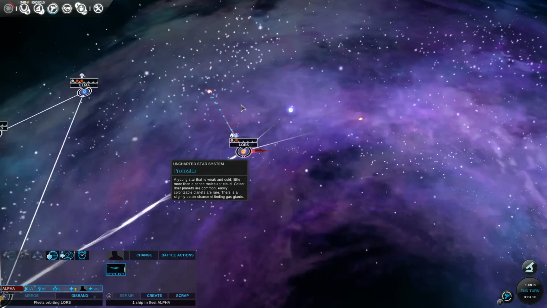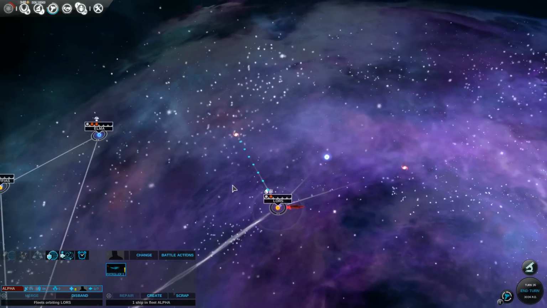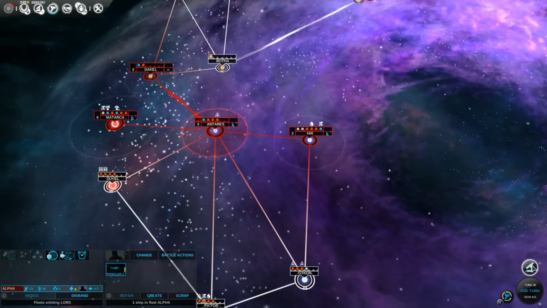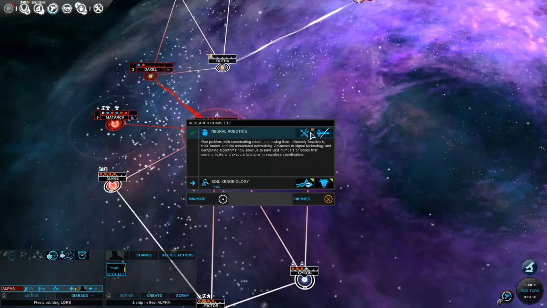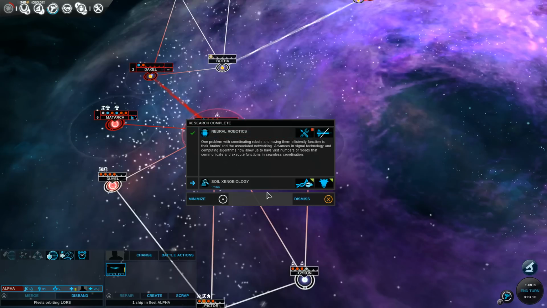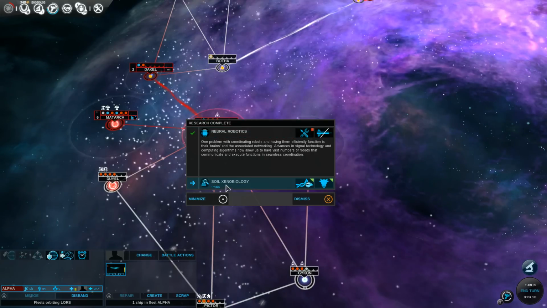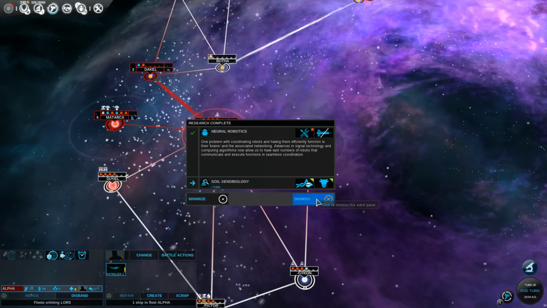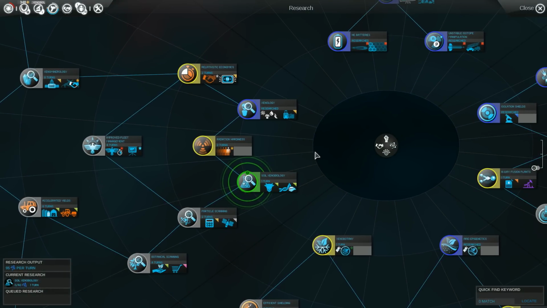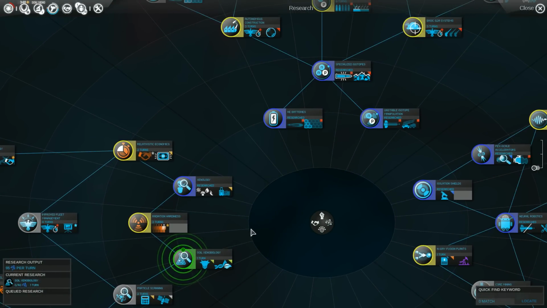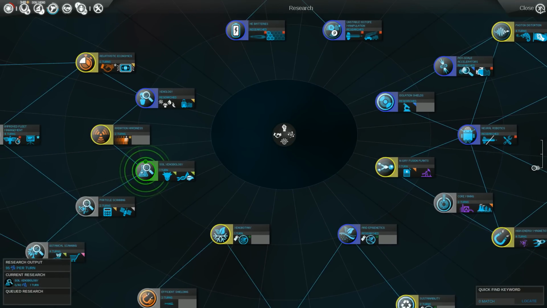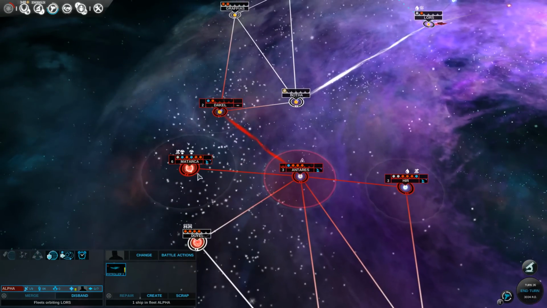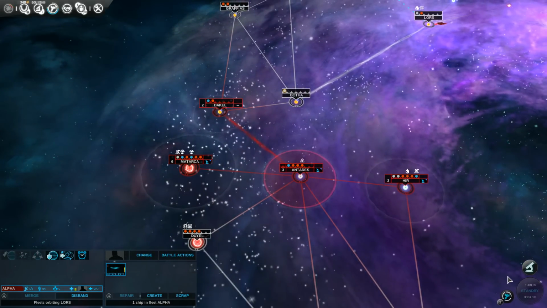Let's go up here. Hello? There he is. He's going. Okay. Research is complete. Let's go to... Wait, what? I thought I selected soil xenobiology. What the heck? Oh, that was finishing. Okay. Alright, we'll close, and not much else to do, so end of the turn.